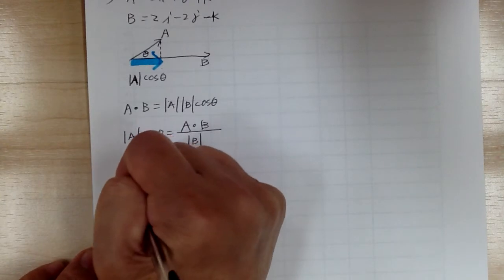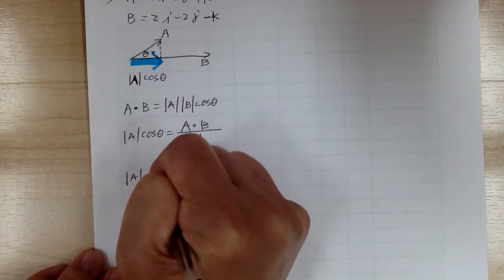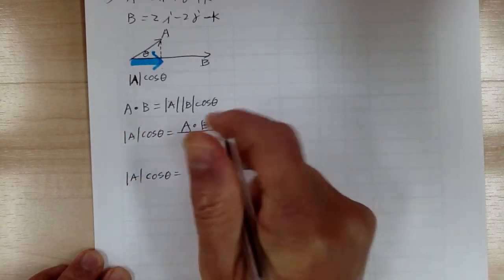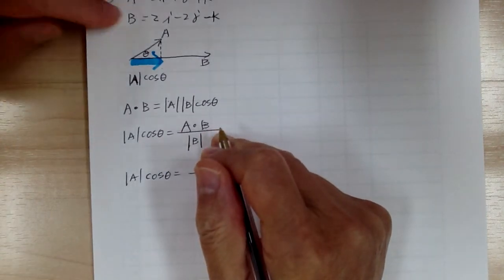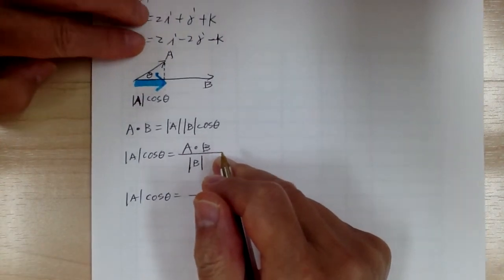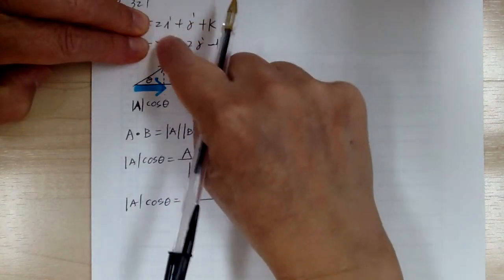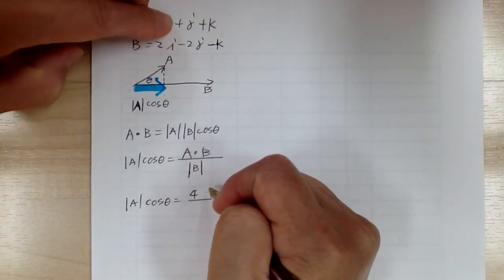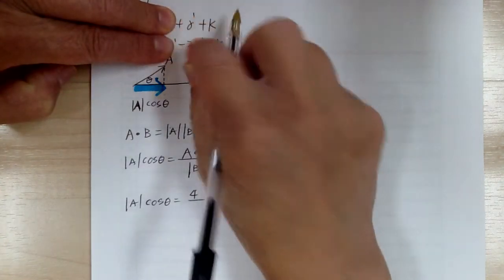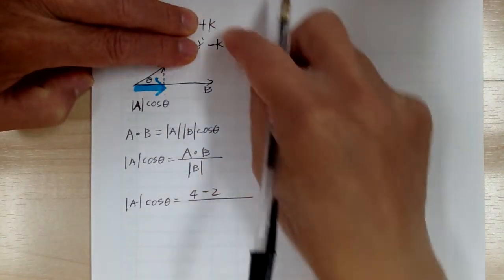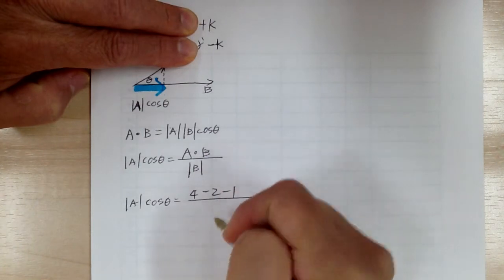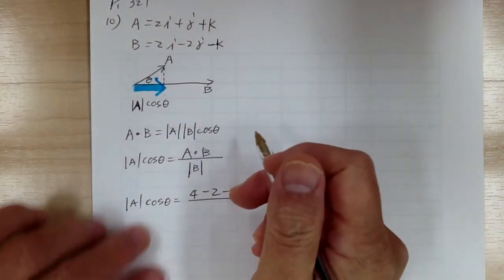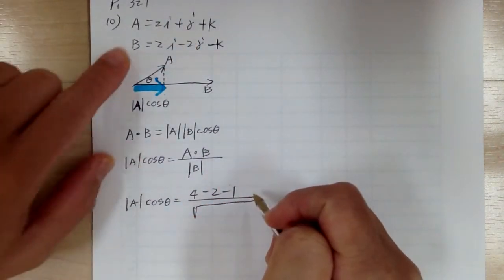Now it's just a matter of working out the math. A dot B: you multiply over here. 2 times 2 is 4. I say use your finger. Then 1 times negative 2 is minus 2. And 1 times negative 1 is minus 1. And for the length of B, you go over here.